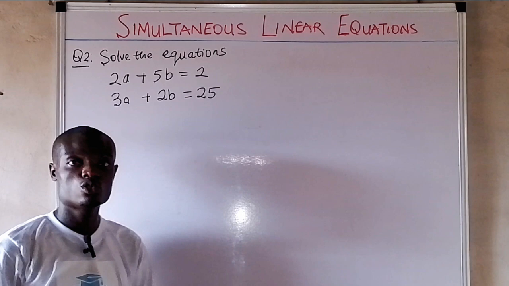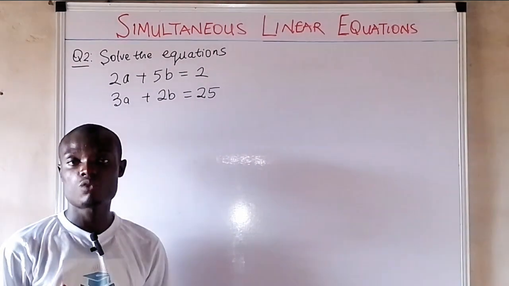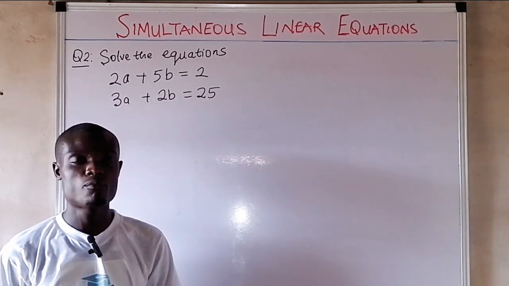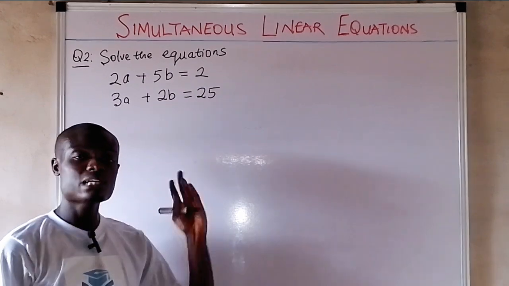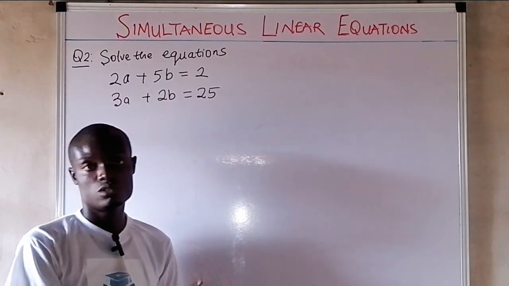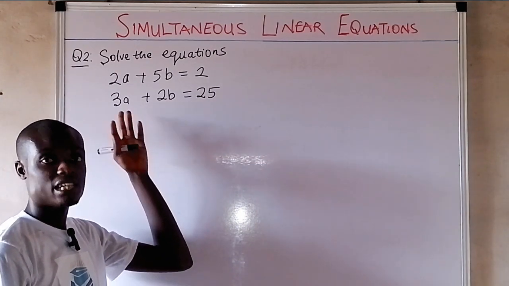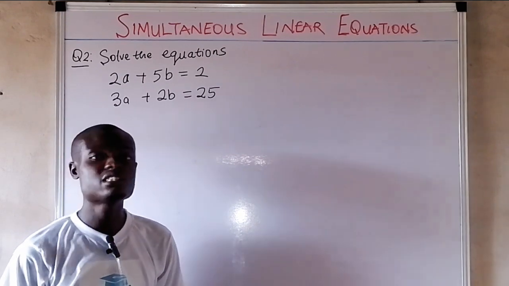Now, what's the elimination method all about? It's very simple. Like we said, in a simultaneous linear equation, we have two unknowns, and we can't solve for these two unknowns at the same time. We have to do away with one so I can find the other one. So in this elimination method, we eliminate one of the unknowns to find the other. So either I eliminate B so that I can easily find A, or I eliminate A so that I can easily find B. And how can we eliminate? It's a very simple step.